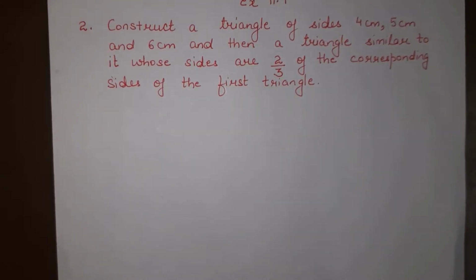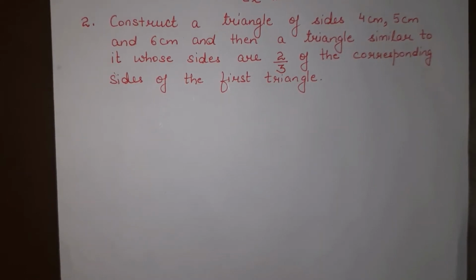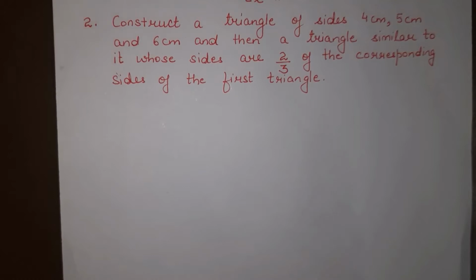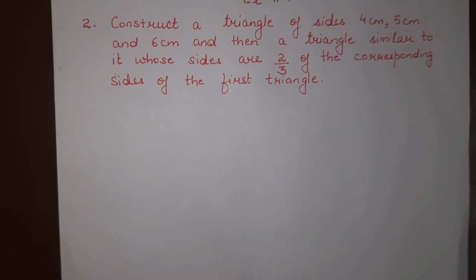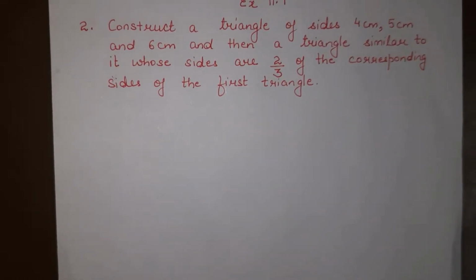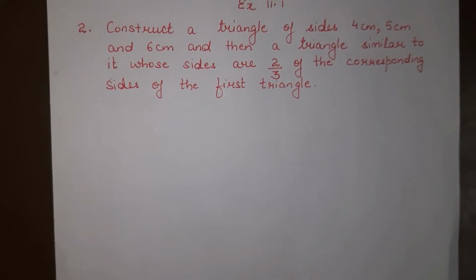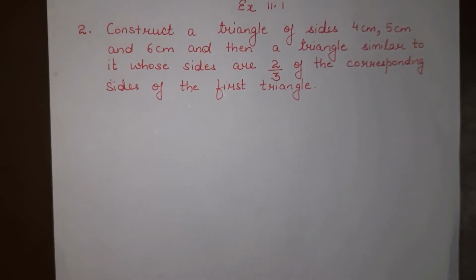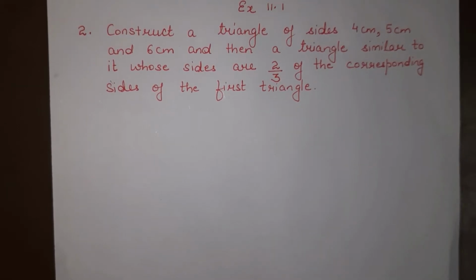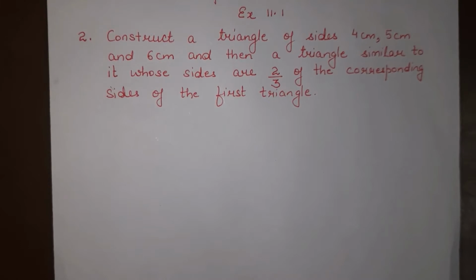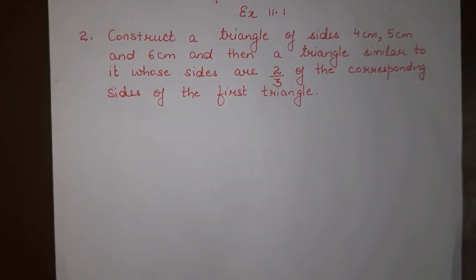Now this question we will do in 3 parts. First of all, we will construct a triangle similar to the given triangle, that is, we will do the construction part. Then we have to justify the construction also, that is, we have to do justification. And last, we will write the steps of constructions. So let us start with the first part where we will construct the triangle and another triangle similar to it.